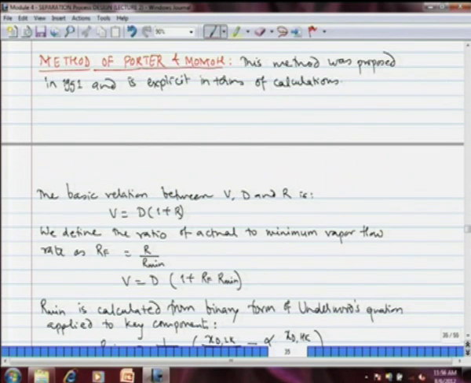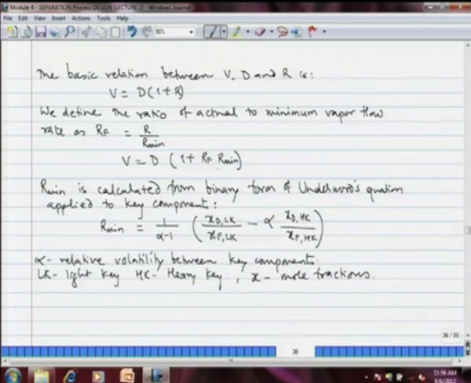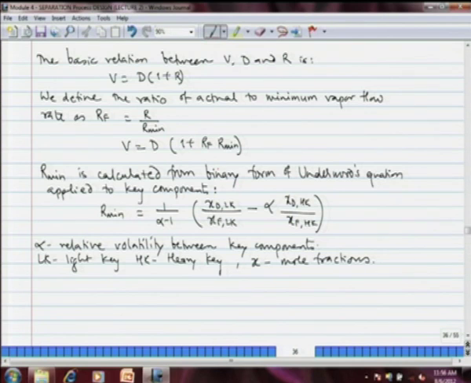Now, let us see what the method is. The basic relation between the vapor flow rate V, distillate flow rate D and reflux ratio R is V equal to D into 1 plus R, as we just saw. Then we define the ratio of actual to minimum reflux as RF, which is equal to R by R minimum, and then we substitute for R as RF into R minimum. So, V becomes equal to D into 1 plus RF times R minimum.